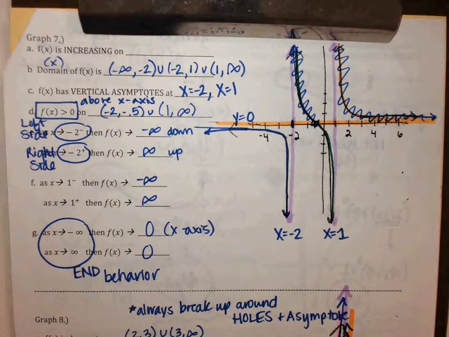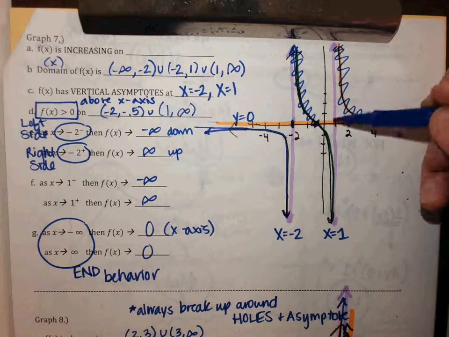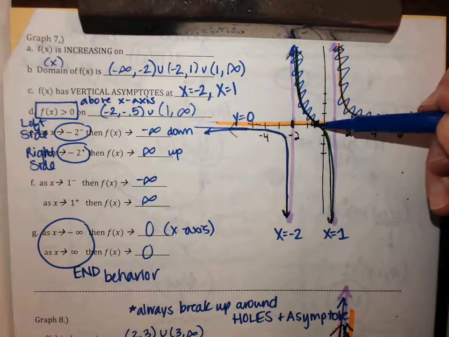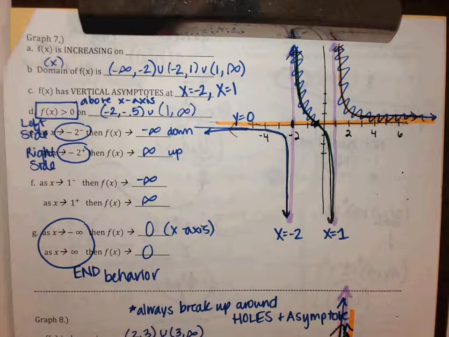Make sense? And then also think about, why am I leaving 1 with the parentheses? Because what happens at 1? I can't touch it. That's why it has to stay open. Same thing at negative 2. I can't touch it. And then I stop here because then I go below. Make sense? All right. Good job.